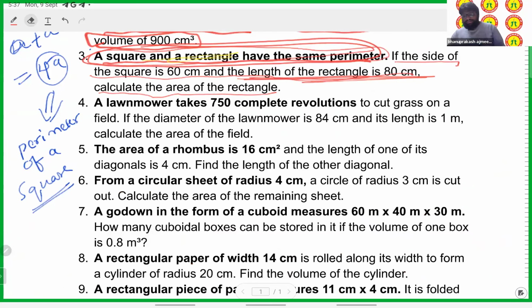Sir, 16, sir. So half into D1, which is 4, and D2. So here 2. So what is the answer here? 8. Yes, sir. That's 8 centimeters. So fifth also done.